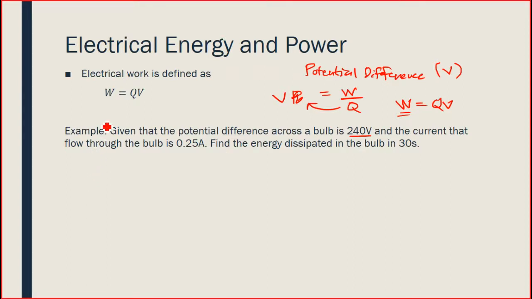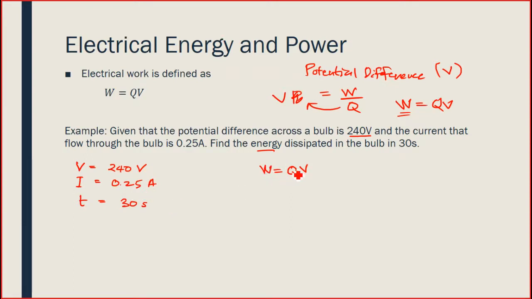First thing, when you have this kind of question, list down everything that you have. First you have potential difference, the voltage. Voltage is 240 volt, and then you have current I, I is equal to 0.25 ampere, and then you have the time. Time is equal to 30 seconds. And you want to find the energy. Energy is also defined as work, so you want to find the work. We know that the work formula is Q multiplied with V, but Q is not given over here. So how can we find the Q?